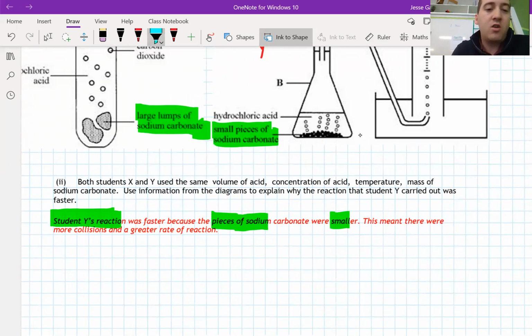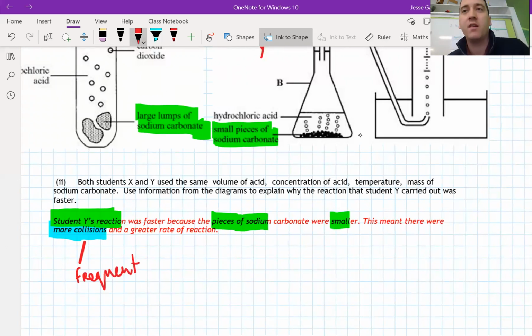The part that I don't fully like about this is that they've just said there were more collisions. They haven't referred to frequency. So they haven't said that the collisions were more frequent, or that the collisions happen more often. They forgot to actually state why that's important.